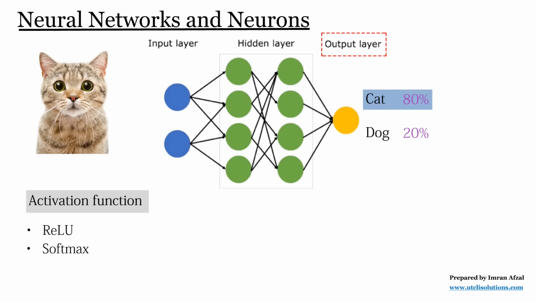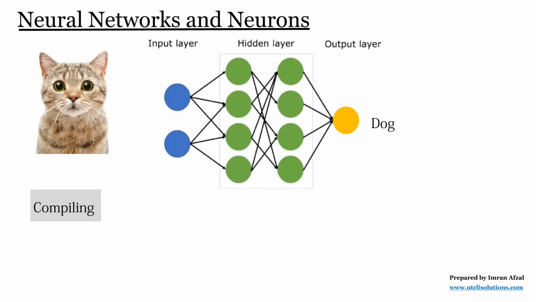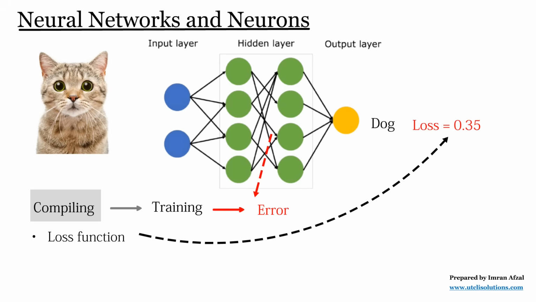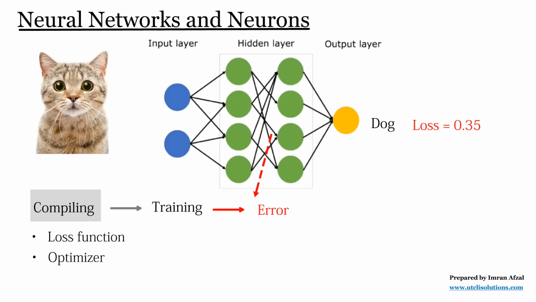After the network is created, you compile it. Compiling means preparing it for training. You tell it what kind of error to look for using something called a loss function. This helps the network know how wrong its answers are. Then you choose an optimizer, which is a tool that adjusts the weights and biases. One of the most commonly used optimizers is called Adam because it works well in most situations.